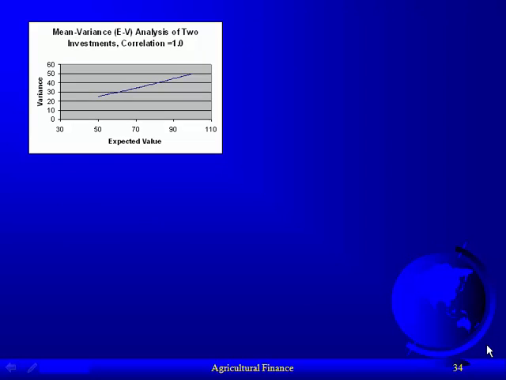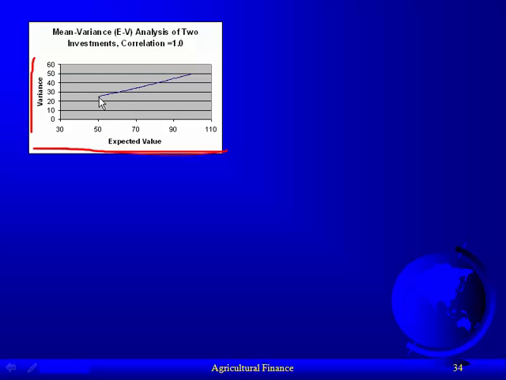Now, graphically, as I promised, in this particular case, and pay attention up here at the beginning so that you understand these graphs. Risk, as measured by variance, is on the vertical axis. The expected value is on the horizontal axis. And we're looking at the combination of Microsoft and the Treasury.